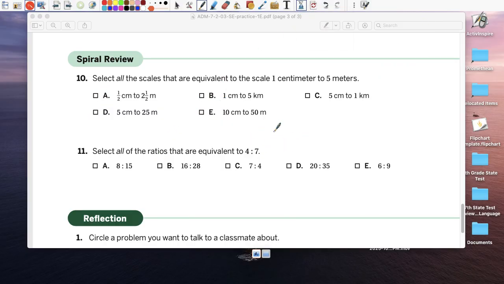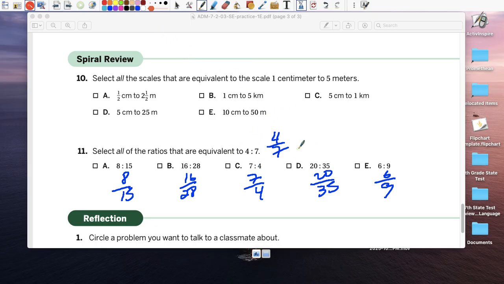4 over 7. Listen, I prefer writing as a fraction. I'm going to write each of these as a fraction. 16 over 21, 7 over 4, 20 over 35, and 6 over 9. Now what I'm going to do next is simplify each of these. I'm not going to set them equal to each other and do 5 different proportions. 4 over 7 is already simplified. 8 over 15, can I simplify that any further? Can you think of a number I can divide 8 and 15? Common factors, none. So that's already simplified. If that's already simplified, is 4 over 7 and 8 over 15 the same? Nope. That's not it.